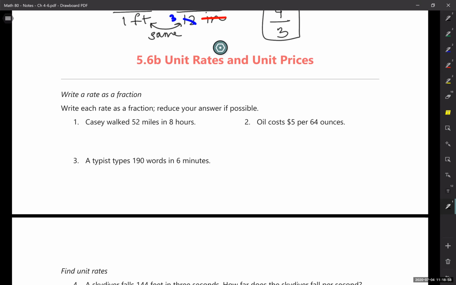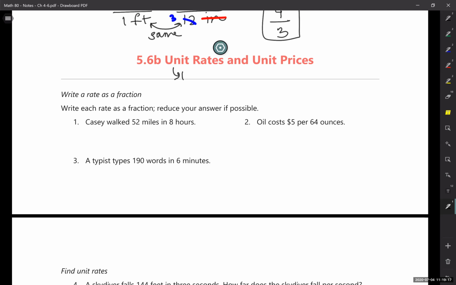Now, the word unit means one, but it also means we need to have units in our answers. And so we are not going to leave them as unreduced fractions. Well, we might, let's just see how this goes.